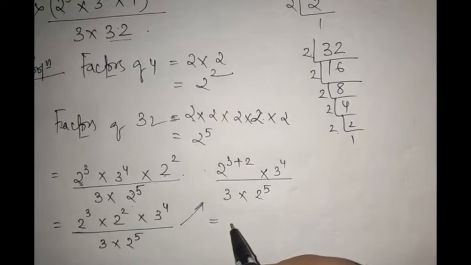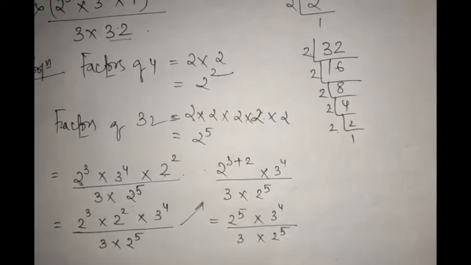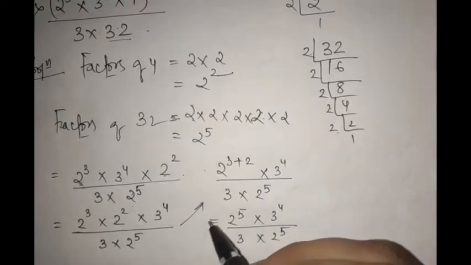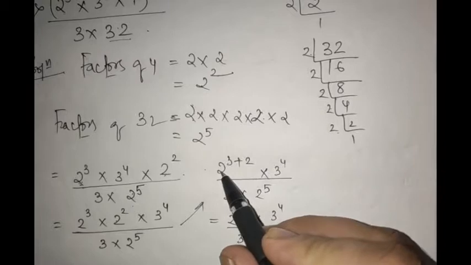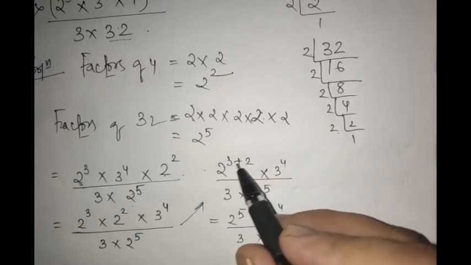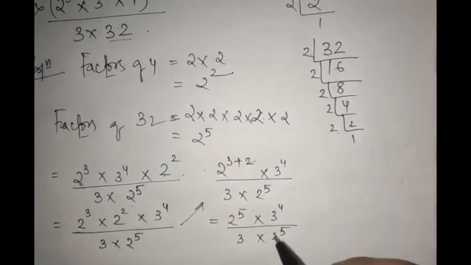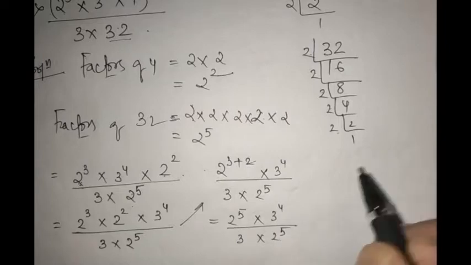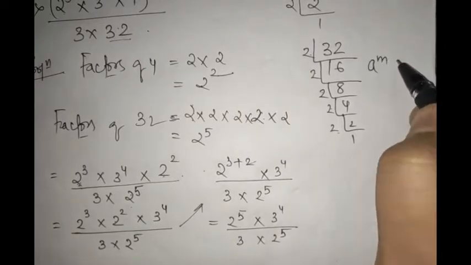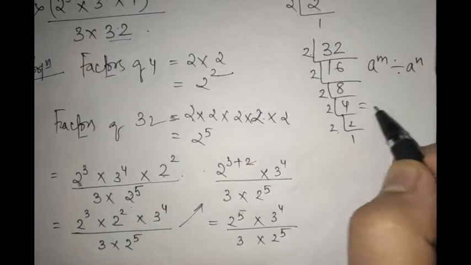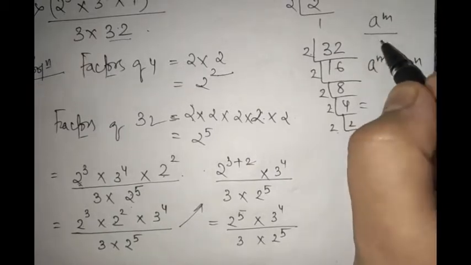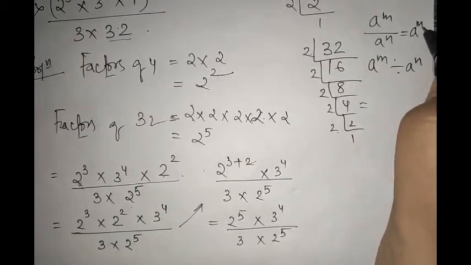So now what you can write, 2 to the power 5 into 3 to the power 4 divided by 3 into 2 to the power 5. Here you have used the rule of multiplication. When you have the same base, the exponents are going to get added. Now there is a division sign. Can you see, this part is the numerator, this part is the denominator. So whenever you have a to the power m divided by a to the power n, this will be a to the power m minus n, right?